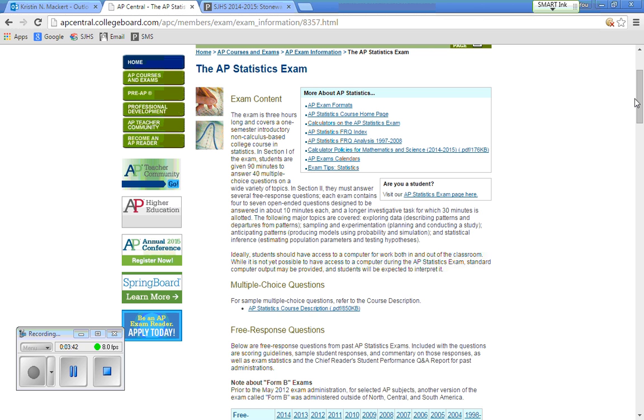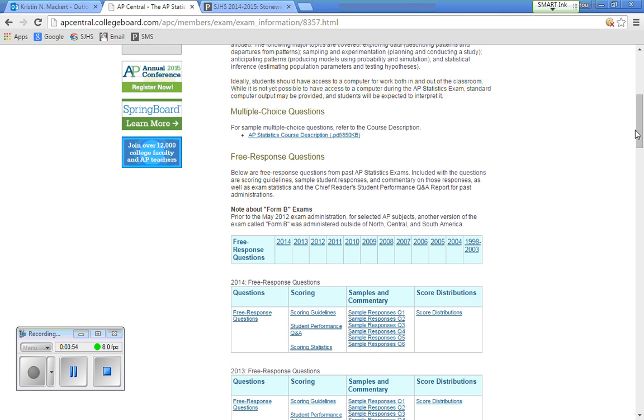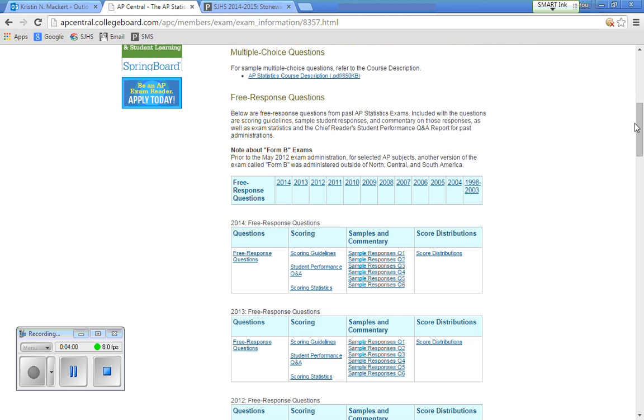But anyway, here we are in the AP content. It does say about 10 minutes each if you read on the FRQ. It goes through everything. Multiple choice questions: there are 40 that you have an hour and a half to answer, etc. So here are all the free response questions that have been indexed. And again, half of your score is multiple choice and half of your score is free response.